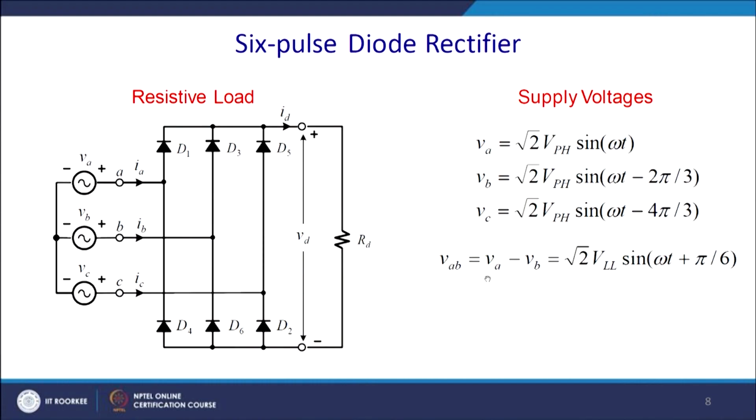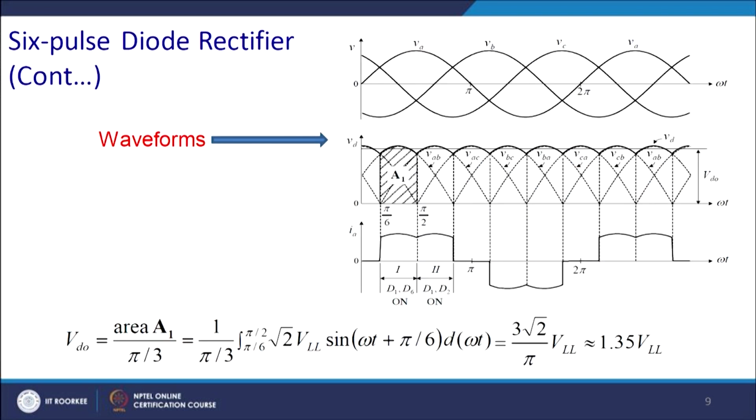So, for these things let us come back again to our natural 6 pulse converter we discussed initially. We assume that it is feeding a resistive load and VAB equals VA minus VB, which is root 2 VLL sin(omega t plus pi/6). With 6 pulses, you can find out the waveform. The waveform will be like this. This is for the area A1, the same kind of area will be available for the others. So, due to that the current will have this kind of profile.